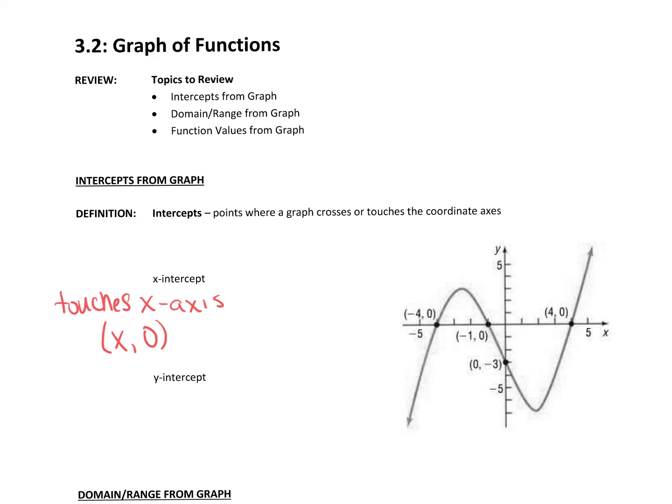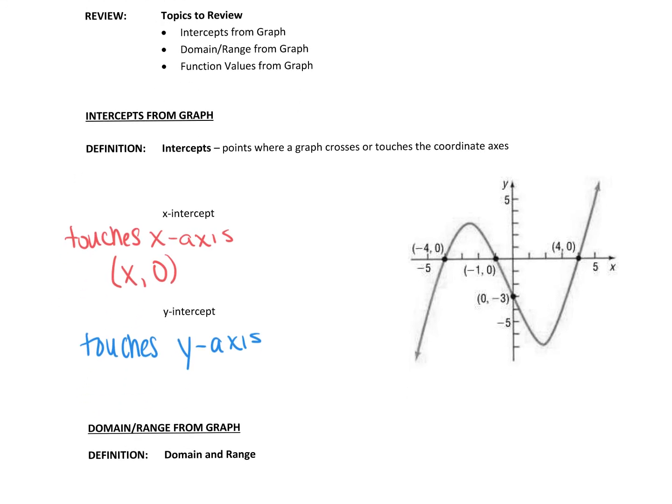The y-intercept is where it touches the y-axis. And again, just like the x-intercept, it's a special point because at this point, the x value is 0. And you'll have a y coordinate for that point, the vertical movement there.